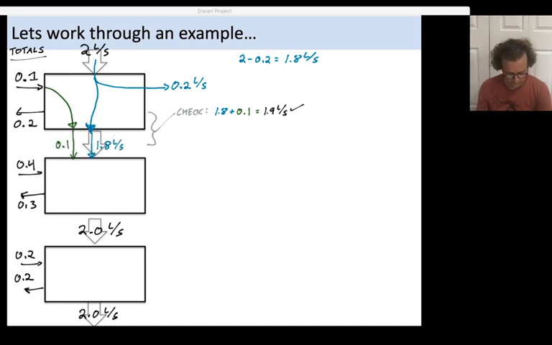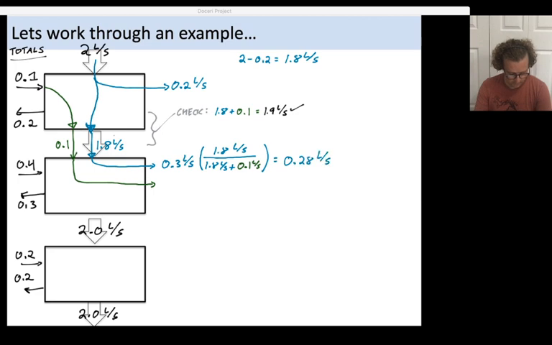Just a quick erasure there so that you can see what flows into the second box: 0.1 liters per second of water that entered in reach 1, and 1.8 liters per second of water that entered somewhere upstream. Now, what happens within this box?